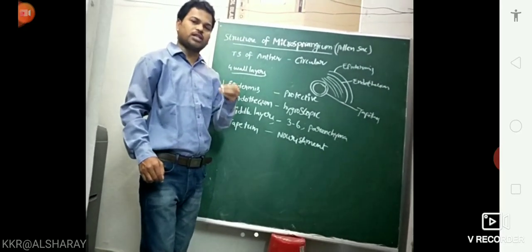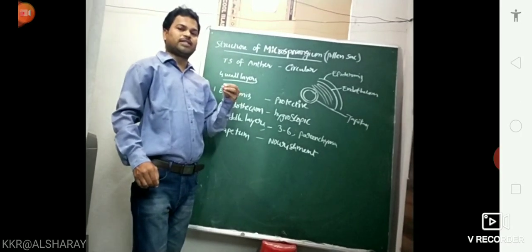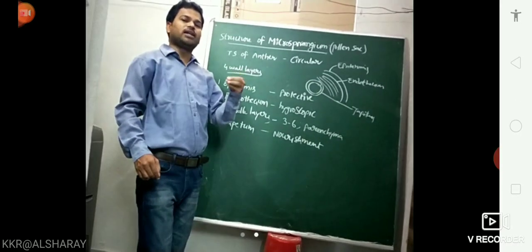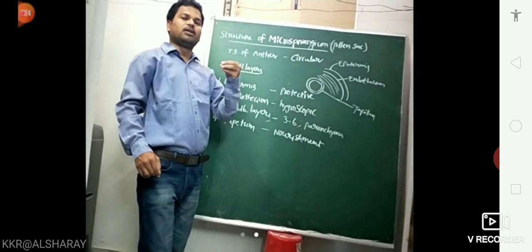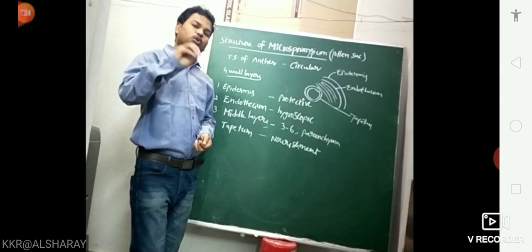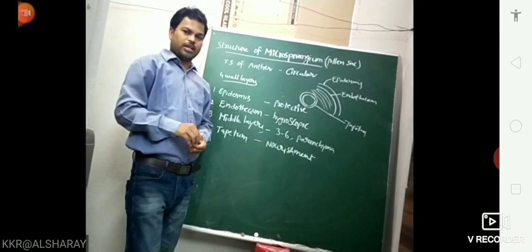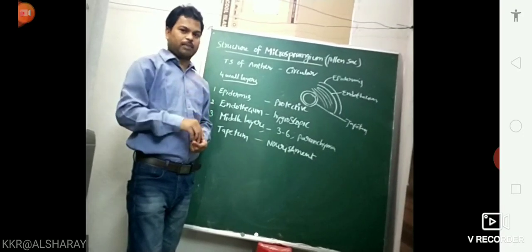Question may chance to ask: tapetum cells are in multinucleated condition. Statement 2: in tapetum cells cytokinesis is absent. So statements 1 and 2 are correct, and statement 2 is the correct explanation for the first statement. It is an assertion-reason type question.